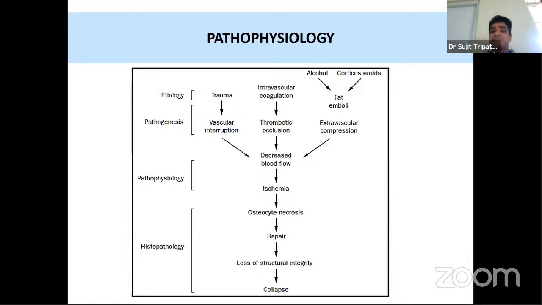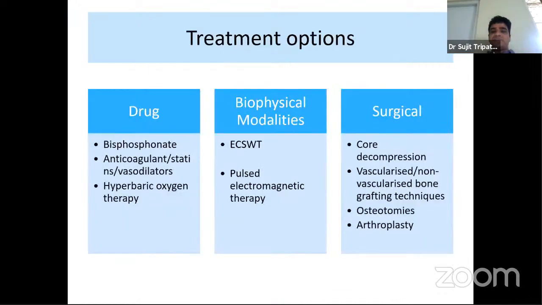That leads to raised intraosseous pressure, and subsequently it leads to compromise in the blood supply. When the blood supply is cut off, it leads to necrosis of the osteocytes, followed by the cartilage cells, which are supported by the bone, actually collapsing, and it leads to arthritis.